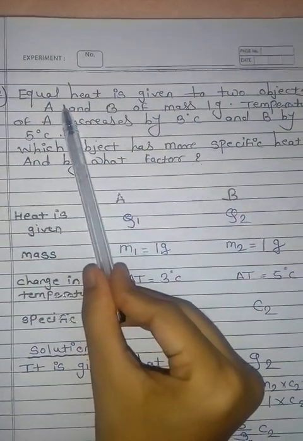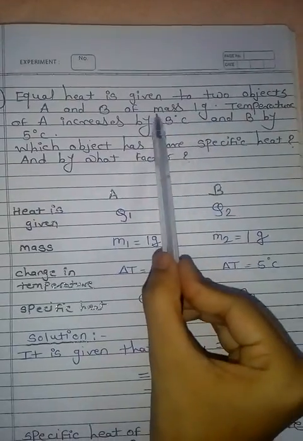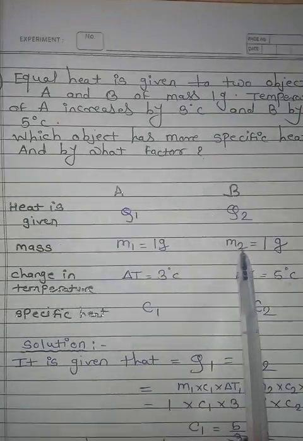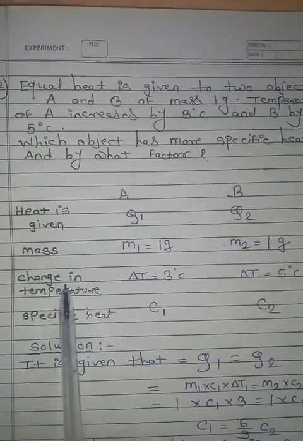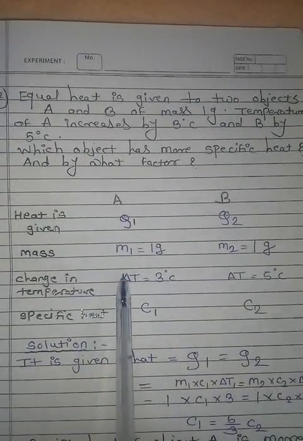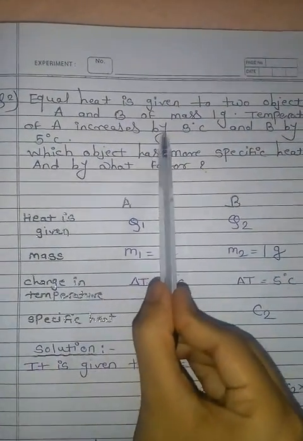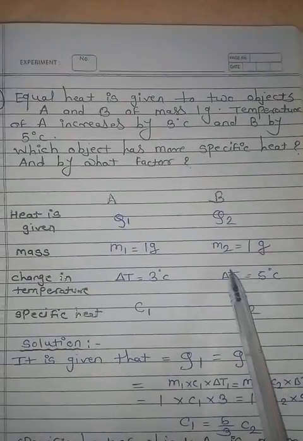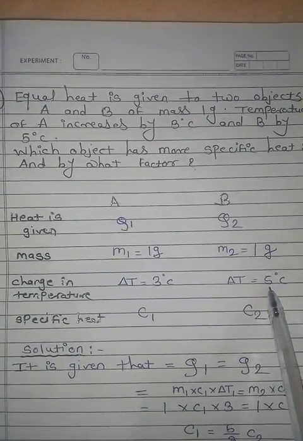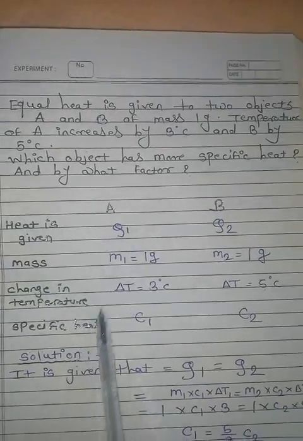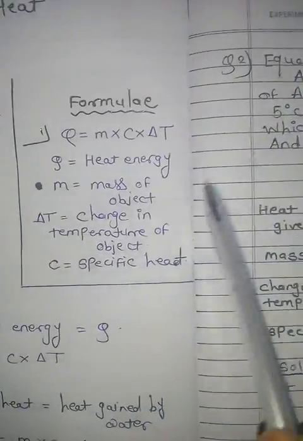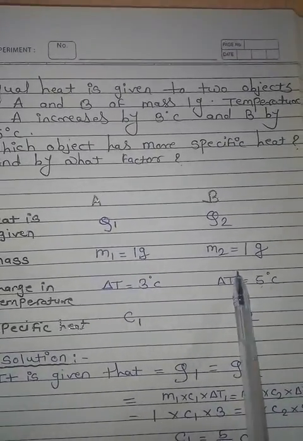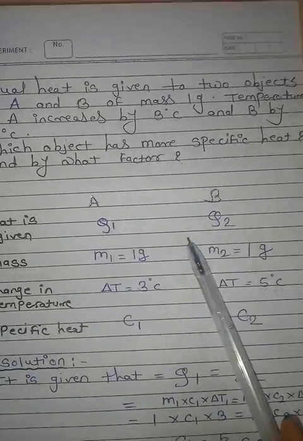Read the question carefully. Equal heat is given to two objects A and B of mass 1 gram. The mass of both is 1 gram, so we write M2 as 1 gram. Then the change in temperature: the temperature of A increases by 3 degrees Celsius, and the temperature of B by 5 degrees Celsius, so delta T2 is equal to 5 degrees Celsius. Specific heat, which we don't know, is always denoted by C, so we will find out C1 and C2.